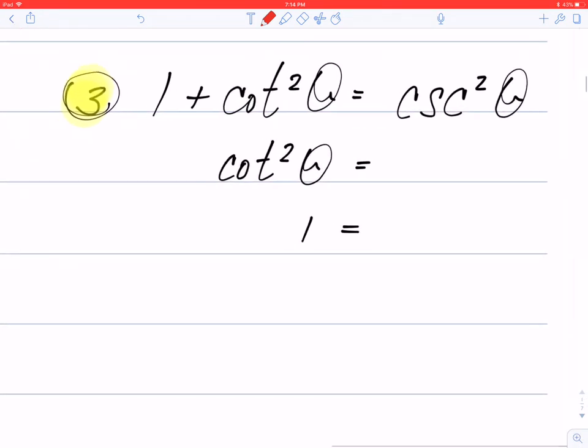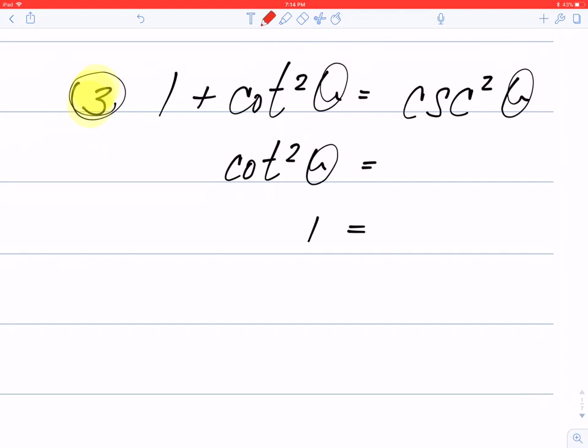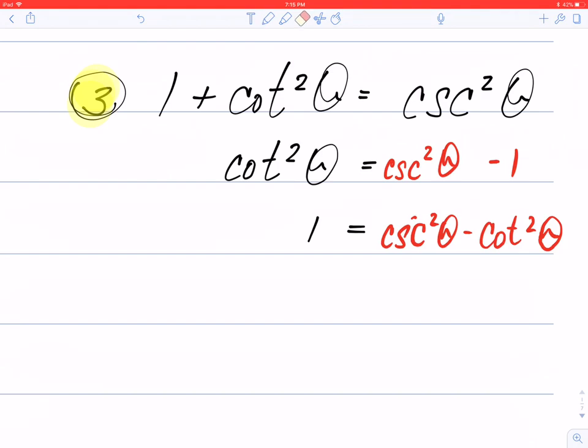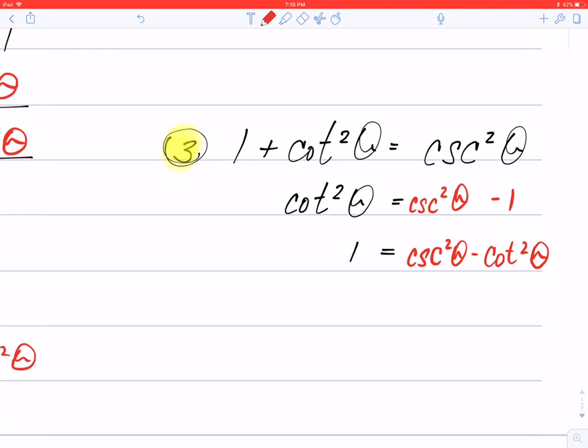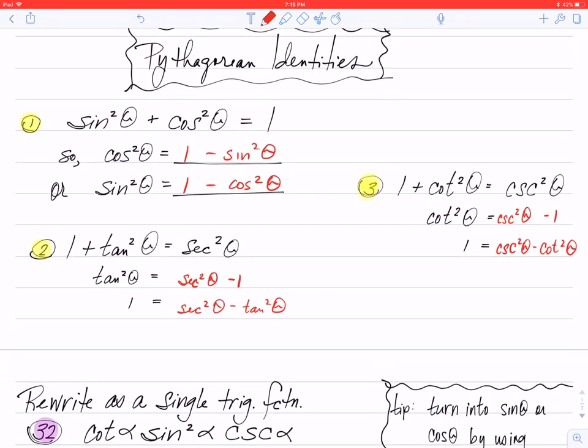The last one that we have is 1 plus cotangent squared theta is equal to cosecant squared theta. If you wanted to get cotangent squared theta alone, you would subtract 1 on both sides. So you would have cosecant squared theta minus 1. Or if you wanted to get the 1 alone, you would subtract cotangent squared from both sides. So this would be cosecant squared theta minus cotangent squared theta. And those three then are the Pythagorean identities, along with some rearrangements of those exact same three identities.